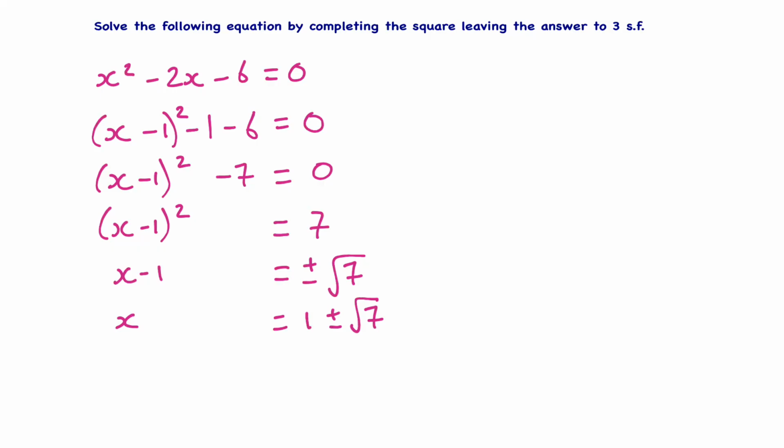Now, although our answer is x is 1 plus or minus square root of 7, they want us to leave the answer to 3 significant figures, so that gives us a clue that we have to actually put our answer into the calculator. And to do that, we'll do 1 plus root 7 and then 1 minus root 7. And the two answers we get are x is 3.65 and x is minus 1.65. And there are two values for x.